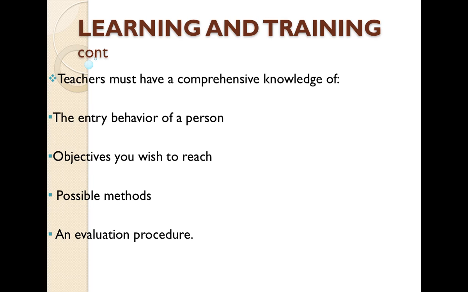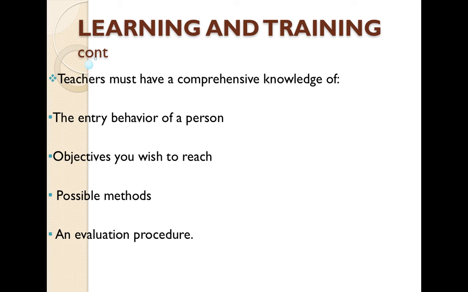First of all, before we start teaching or training any organism or any person, we'd like to have certain knowledge about four or five points. The first point is the entry behavior of a person, which means that we should know the abilities of this person, his needs, his desires, what he can do and what he cannot do. We should also know the prior knowledge of this person. Then we move to setting the objectives: what we want this person to reach or to achieve.